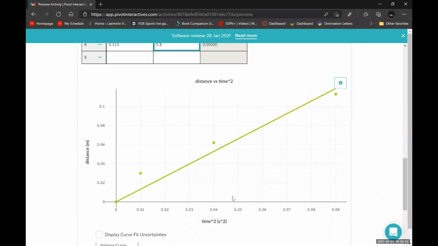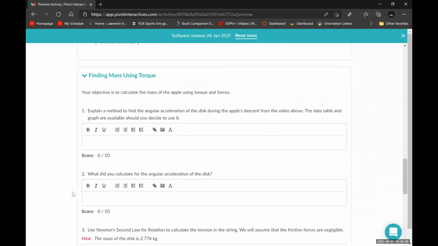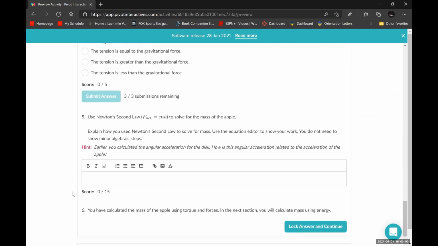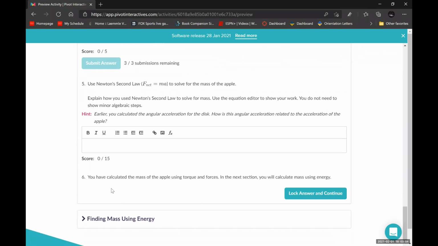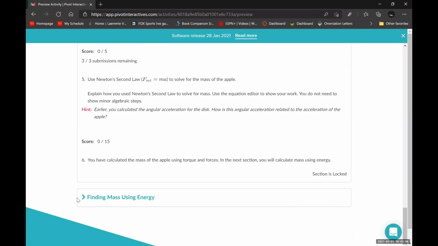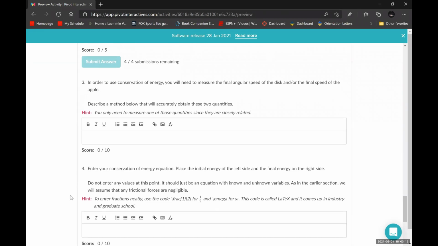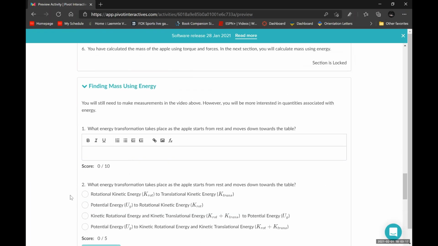All right. So then the second one is where you do all your work. So going over things that I explained, find the tension, then find the mass. And once you finish calculating the mass, then you go and calculate the same thing using the energy approach. So basically this is looking at the energy and then doing the percent difference.